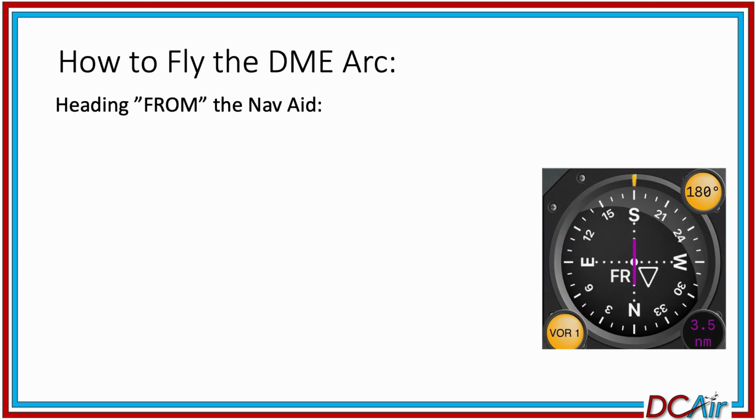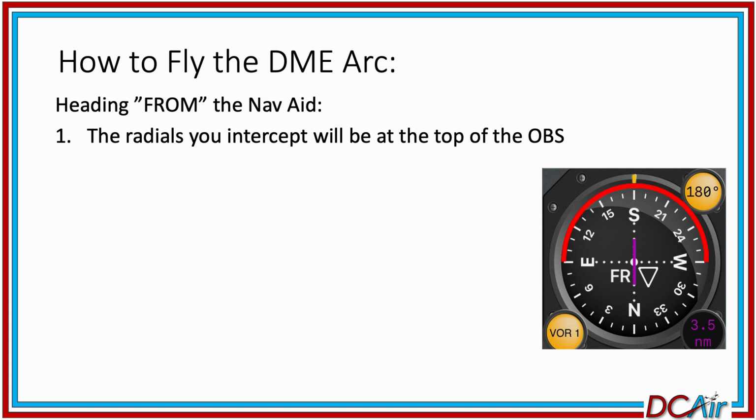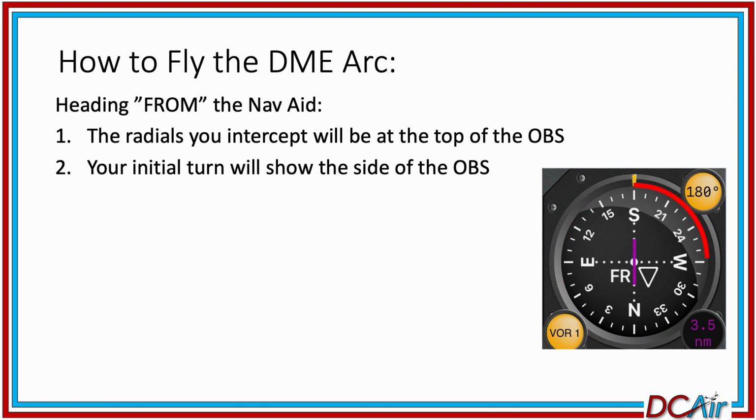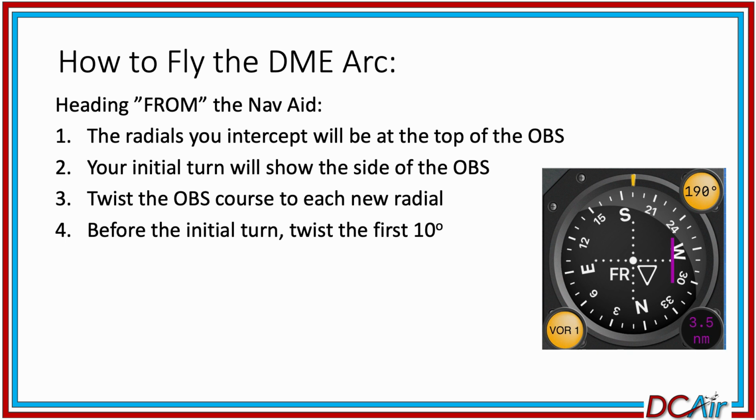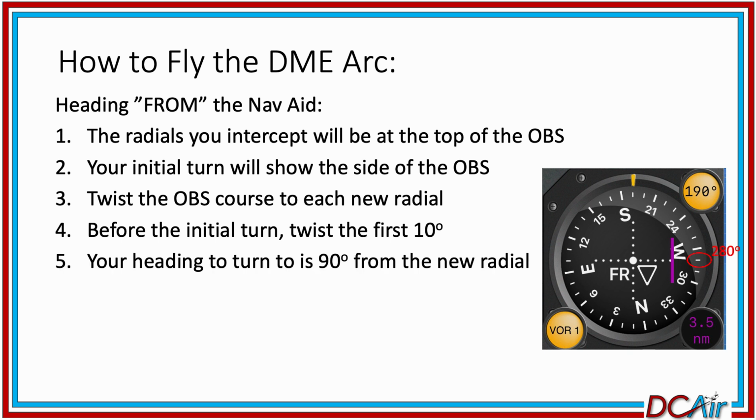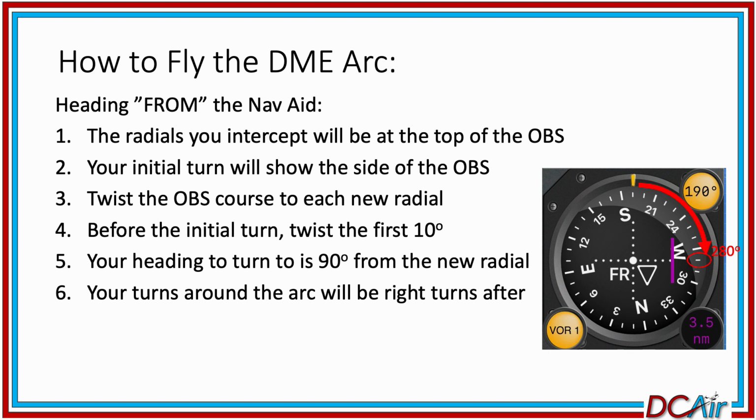When we are heading from the nav aid, the radials to intercept will be on the top of the OBS. The direction of the initial turn will show you the side of the OBS on which the arc is located. Then, twist the OBS to move the new radial to the top of the OBS. Then, your heading to turn to is 90 degrees from the new radial. After the initial turn, your next turns are right turns to fly the arc.